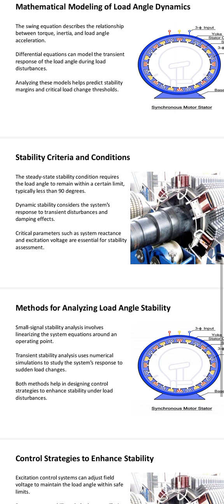Methods for analyzing load angle stability. Small signal stability analysis involves linearizing the system equations around an operating point. The transient stability analysis uses numerical simulations to study the system's response to sudden load changes. Both methods help in designing control strategies to enhance stability under load disturbances.